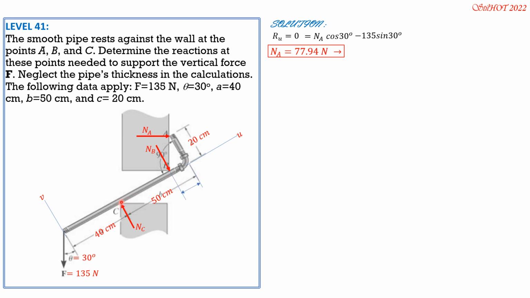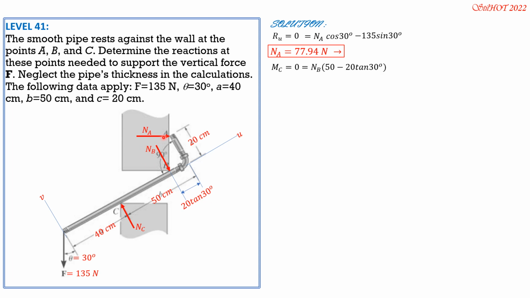Next, to solve for NB so that we can solve directly NB without any simultaneous equation, we set moment C 0. By the way, this distance is 20 tangent 30 because this is 30 degrees, tangent 30 is opposite over 20. Therefore, the opposite is 20 tangent 30. And therefore, this distance is 50 minus 20 tangent 30. So M sub C is 0, clockwise positive. So NB times quantity 50 minus 20 tangent 30 degrees.